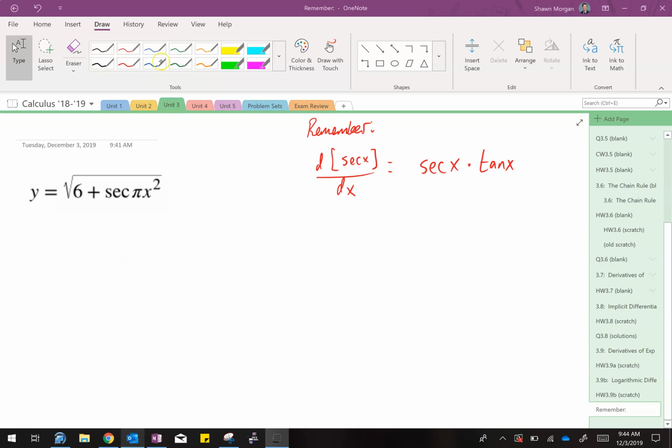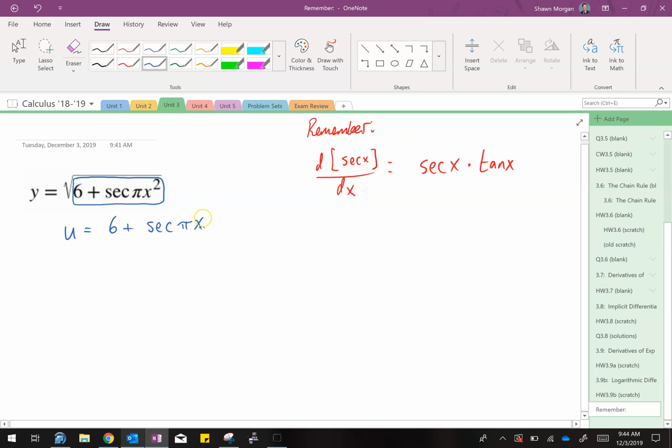All right, so here this problem goes. First thing I'm going to do is recognize 6 plus secant of pi x squared as u. I'm going to say u equals that. From our step-by-step process yesterday, that was step number 1. Now step number 2 is to differentiate that, so let's find du dx. Well, 6 is easy. What's the derivative of 6? 0. But the derivative of secant of pi x squared is tough because pi x squared in and of itself is another function on the inside.